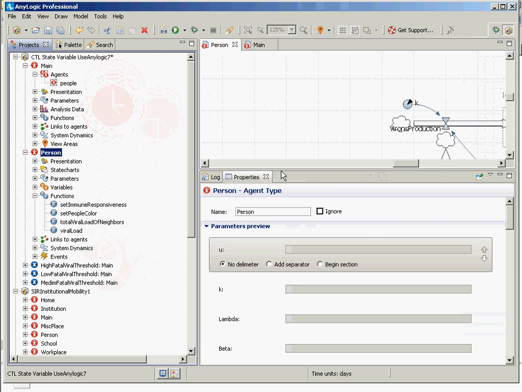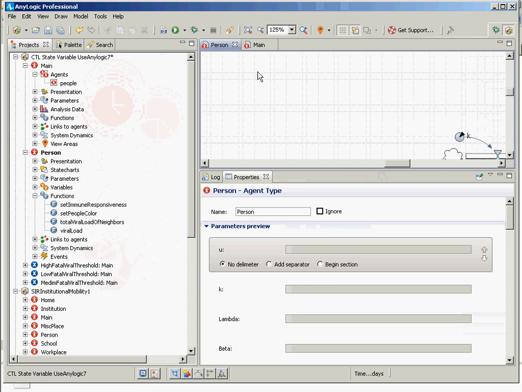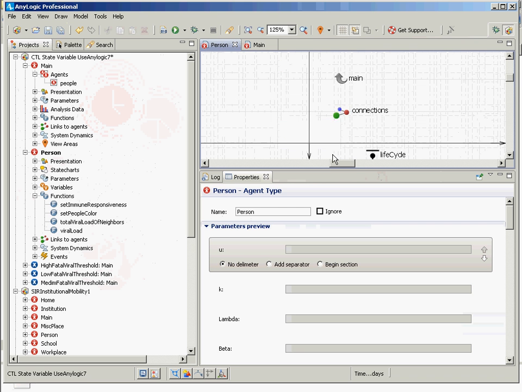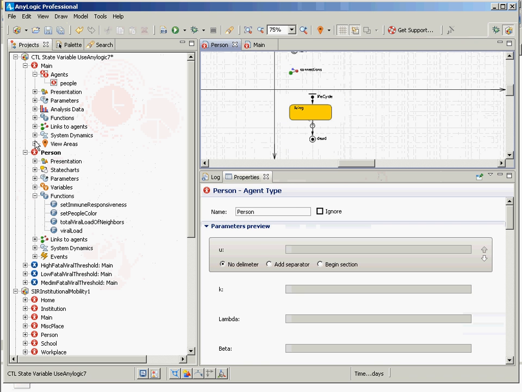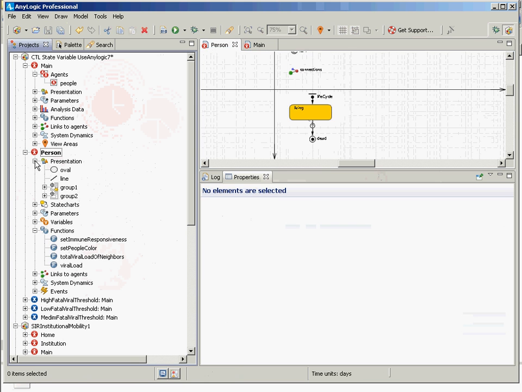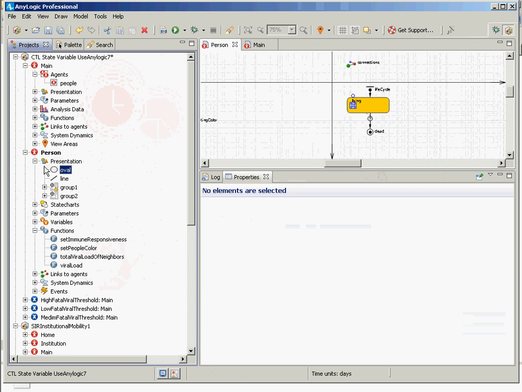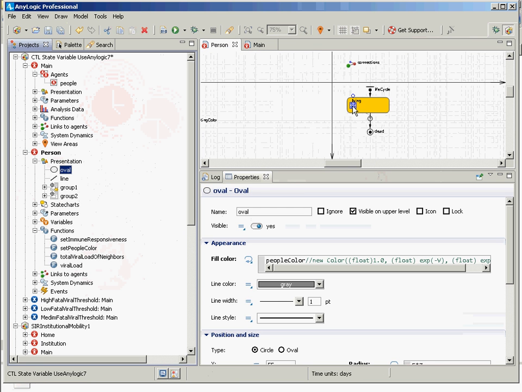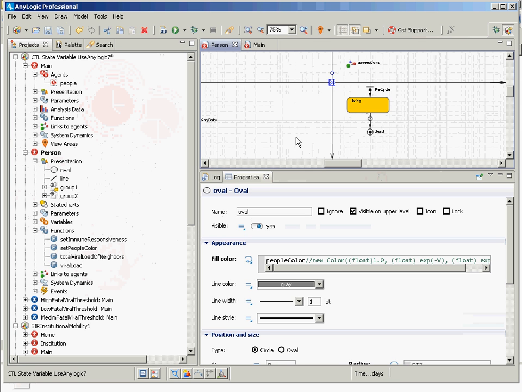And let's go over here. Hey, where's their oval? Where is their oval? Let's go look where their presentation is. This is a useful life skill with AnyLogic. You click over here. Oh, it looks like their oval lies within that state chart. That's not very good. I'll just move it back to its rightful place.